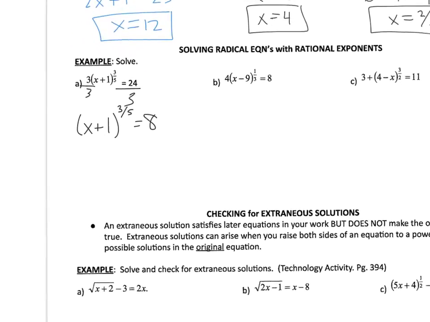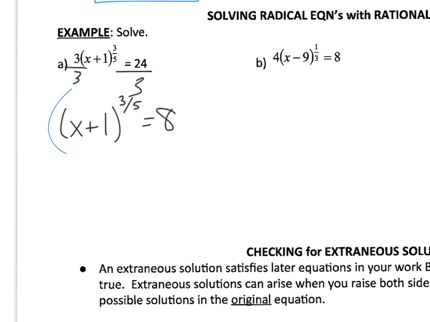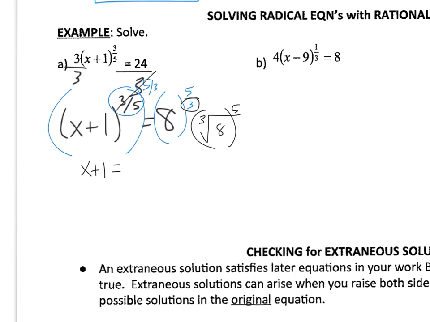So to get rid of the 3/5 exponent, I'm going to exponentiate both sides to the inverse, the multiplicative inverse of 3/5, which is 5/3. So the 3/5 and 5/3 are going to cancel out. So I'm going to have x plus 1 equals, now 8 to the 5/3 is the same thing as the cube root of 8, because remember this is the root part, and then take that to the 5th power. So the cube root of 8 is 2. 2 to the 5th power is 32. So subtract 1, you get x equals 31.